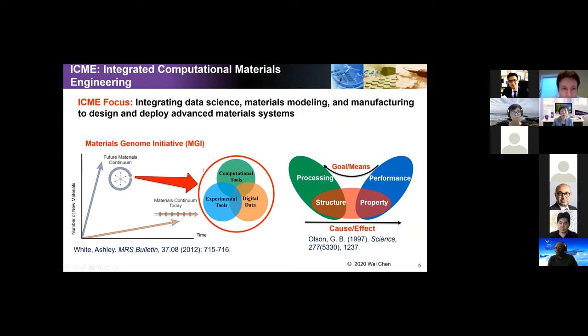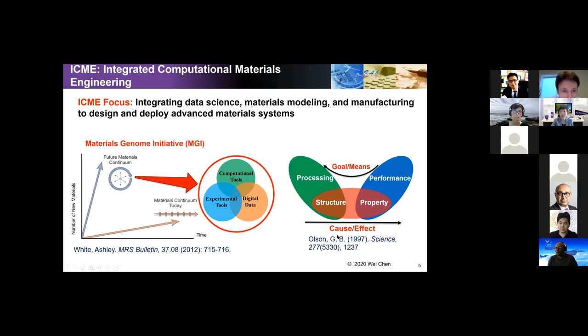During recent years, you probably know this interdisciplinary field called ICME, right? This field has emerged. It's very interdisciplinary because it involves integrating data science, materials modeling, as well as manufacturing to design and deploy advanced material systems. From my perspective, I'm a mechanical engineer, so I'm very interested in the issues about deployment, right? Designing and also deploying the system, so that the material can be used in a system that achieves certain performance and function. And the need for this kind of research is also evident in the initiative called the Materials Genome Initiative, MGI.